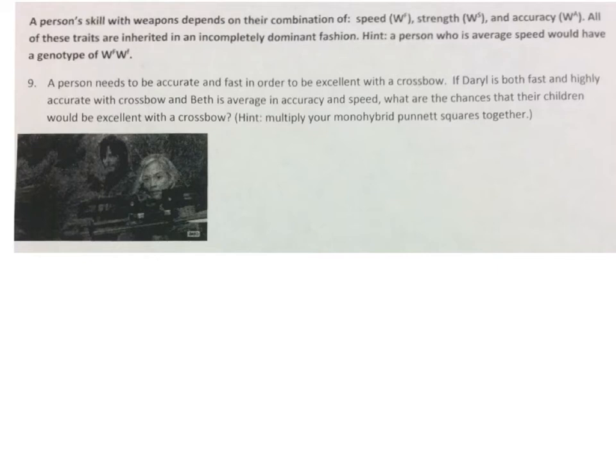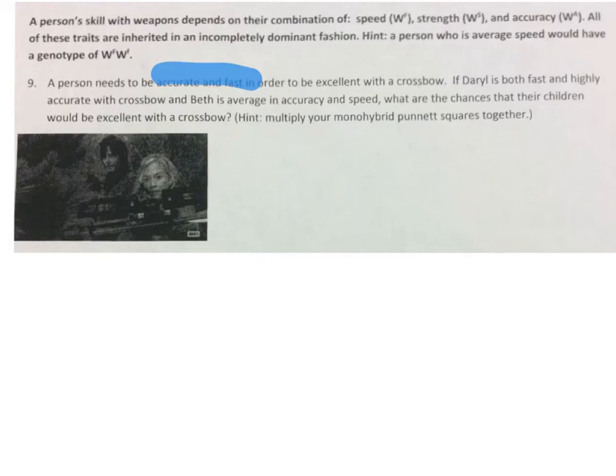So, a person's skill with weapons depends on some combination of speed, strength, and accuracy. And all of these things are incompletely dominant, meaning you could be fast, you could be slow, you could be really accurate or not really accurate, or you could be average. Okay? So a person needs to be accurate and fast in order to be successful with a crossbow. Daryl is fast and accurate.